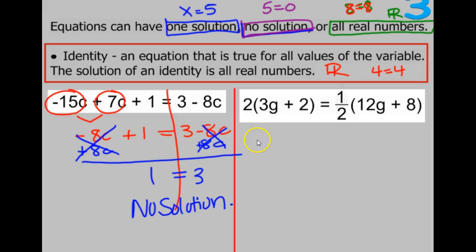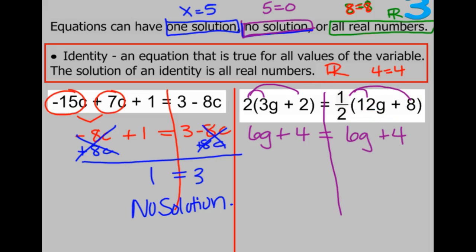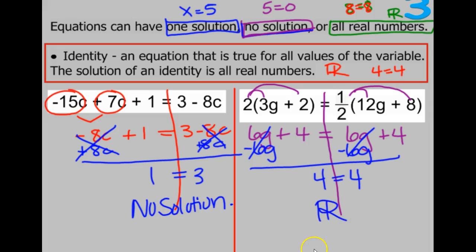Alright, let's do this next one. I'm going to distribute this without drawing a box. 2 times 3 is 6g. 2 times 2 is 4. Then on this side, half of 12 is 6g, and half of 8 is 4. So we need to get all the letters on the same side. This is 6g, this is 6g. Neither one is smaller, so I'm going to move this one, it doesn't matter. The opposite of a positive would be subtracting. Those eliminate, and we have 4 equals 4. Well, 4 is always going to equal 4, so this is what we call an identity, or all real numbers.